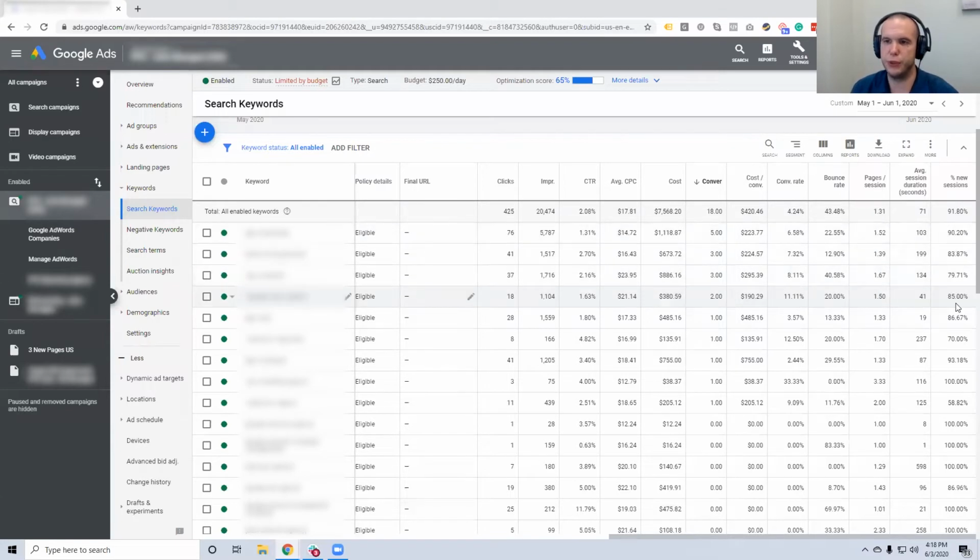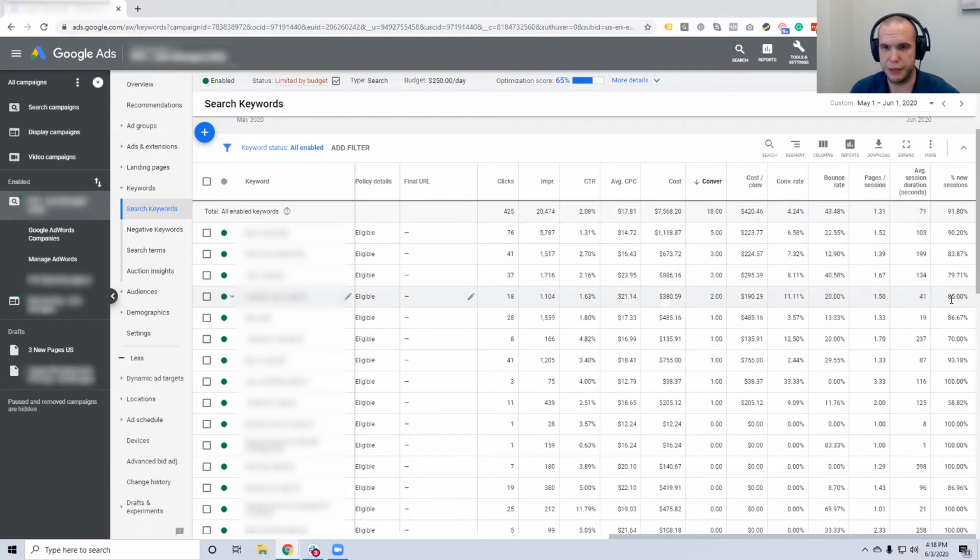And then percentage of new sessions. This should be pretty high if you're running Google Ads. If you have people that are coming back quite often, then maybe put a chat on your page, or maybe change your call to action. Maybe try a different call to action. If they keep coming back for more information and they haven't contacted you yet, maybe it's time to see what you're asking them to do.